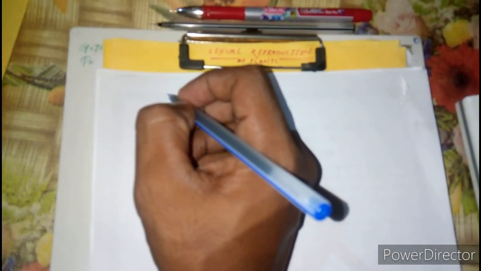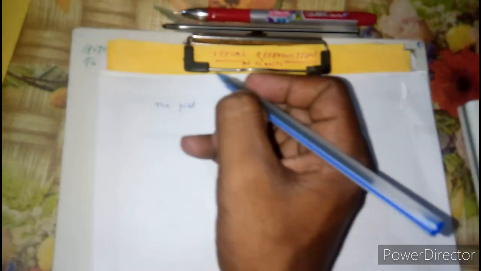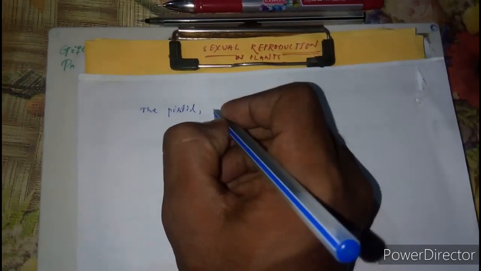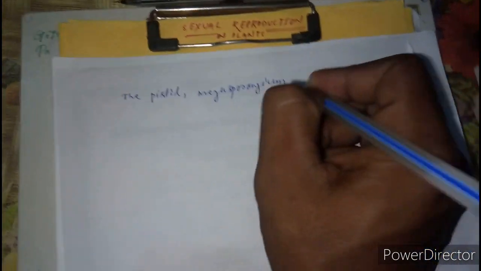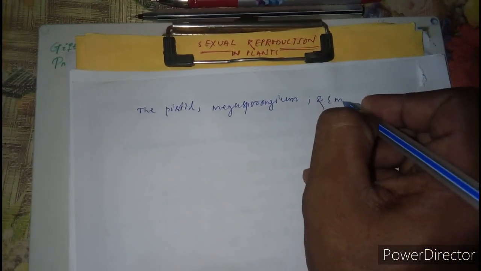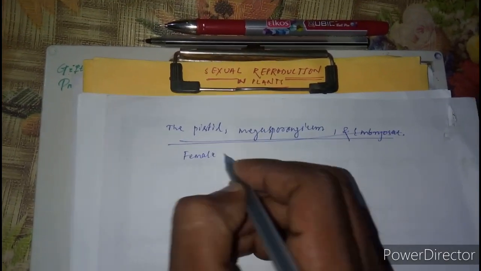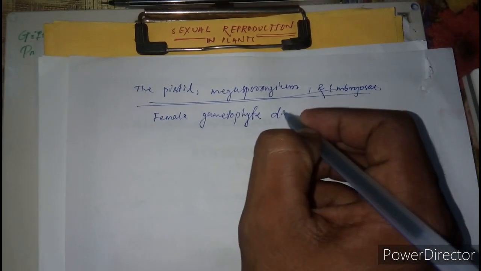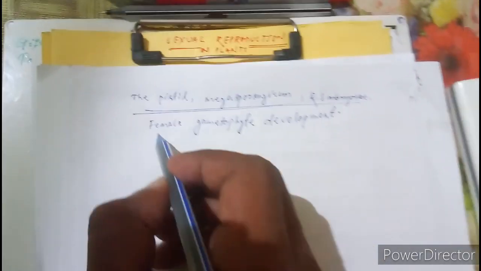Hi, in this class we'll be discussing the pistil, megasporangium, and embryo sac. Otherwise, it is termed as female gametophyte development.